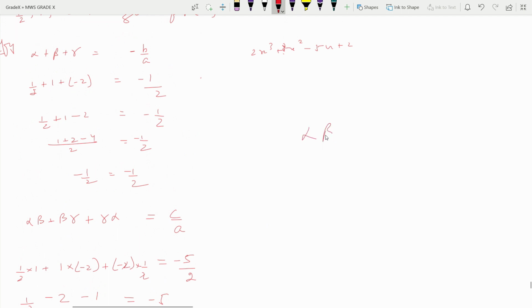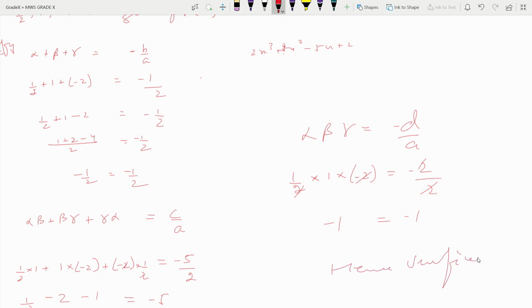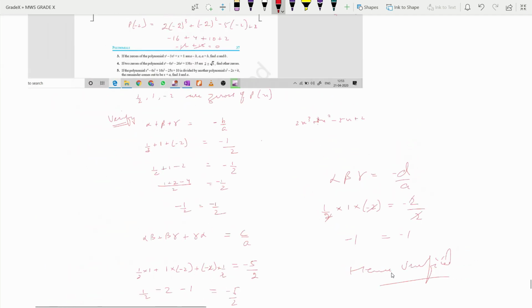And the last is alpha beta gamma is equal to minus d upon a. So alpha is 1 by 2 into 1 into minus 2, and this is minus from the formula, and d is here 2 and a is also 2. So here it cancels out, it is minus 1, it also cancels out, it is also minus 1. So hence verified. It is just lengthy, but it is easy.